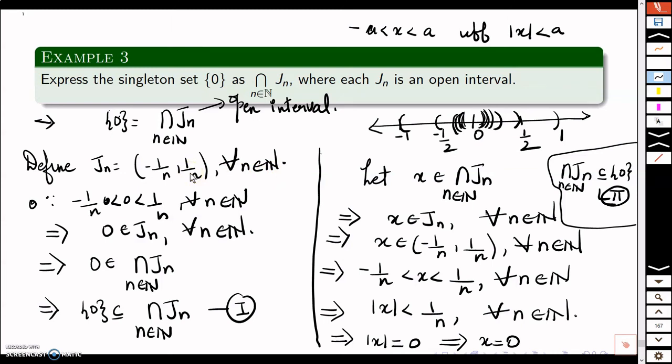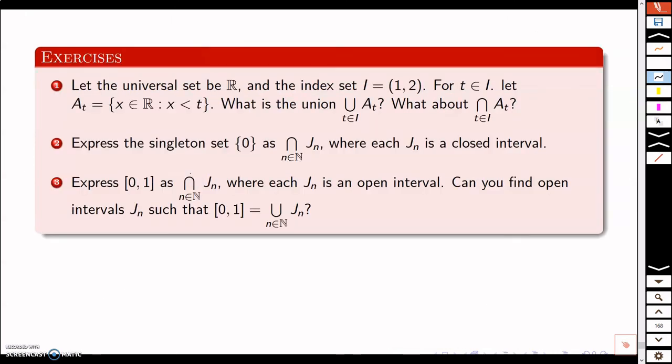So this was the intersection of a family of sets. And here are some examples for y'all. Y'all can go through these exercises and try to solve these. Okay.